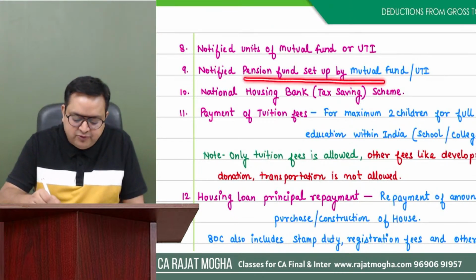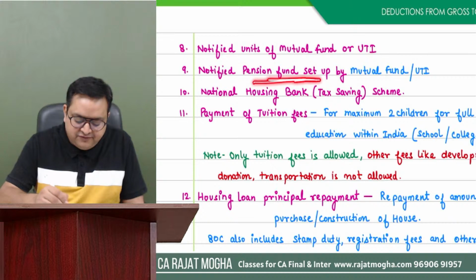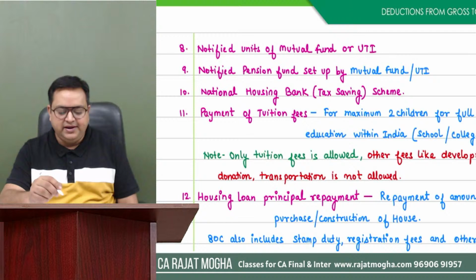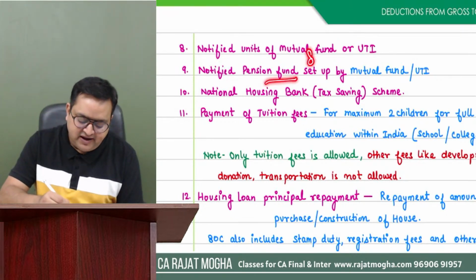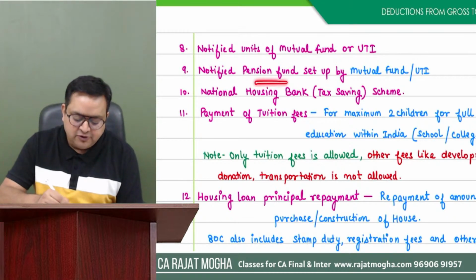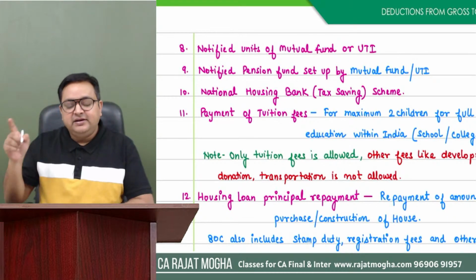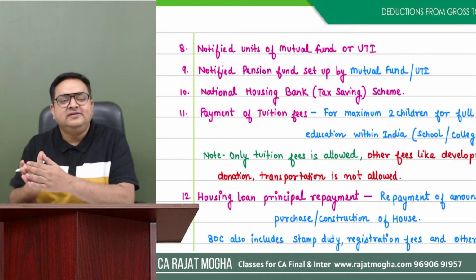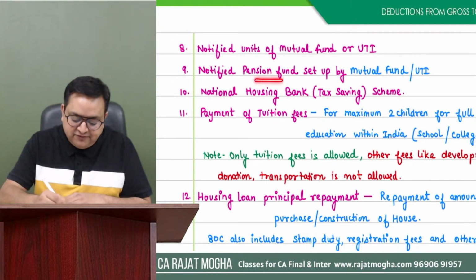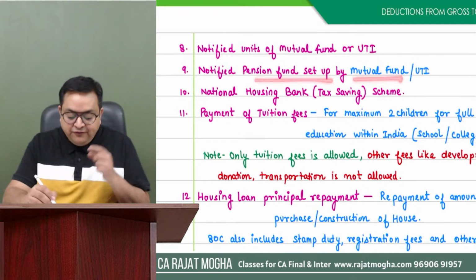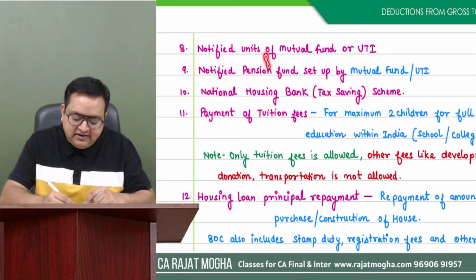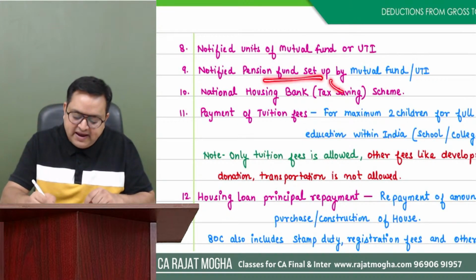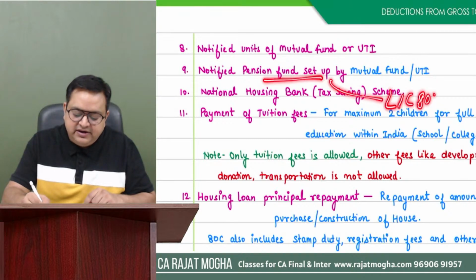Notified pension funds set up by mutual funds or UTI, Unit Trust of India. Why am I emphasizing this point? Because we have section 80CCC also, where pension fund is also written. But there the pension fund relates to LIC or another insurance company. Here it is a pension fund of a mutual fund. So if you invest in a pension fund floated by any mutual fund or Unit Trust of India, then 80C. If this pension fund is by LIC or another insurance company, then 80CCC.